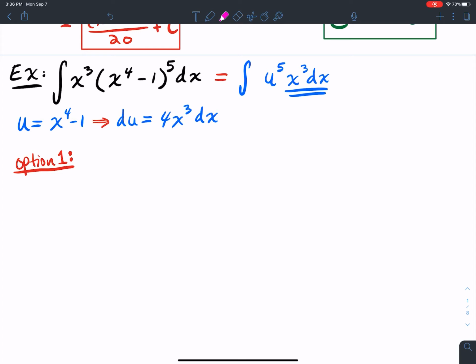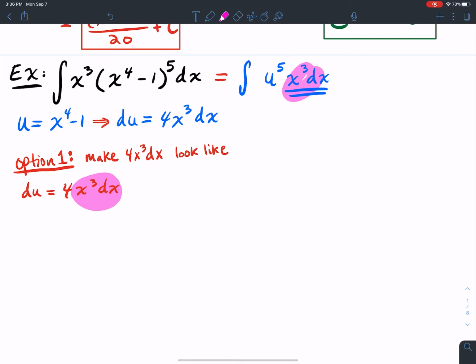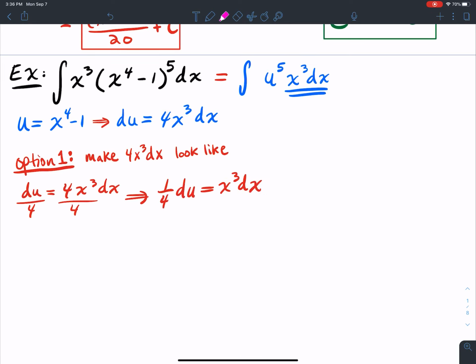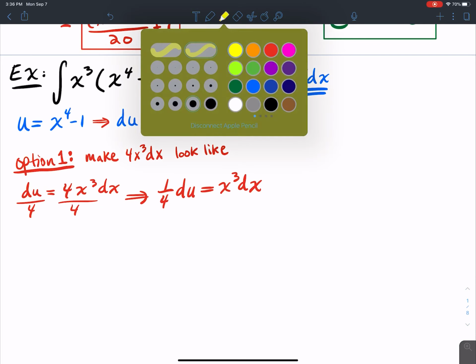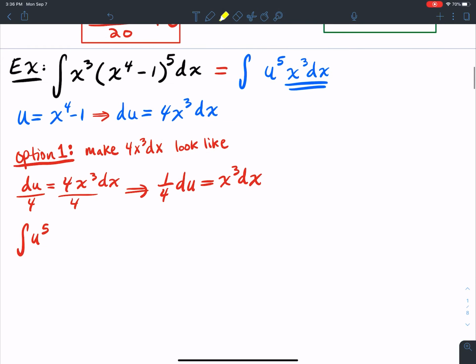So there's two ways to handle this. Option number 1 is I make this 4x cubed look like x cubed dx here, okay? So how do I do that? Well, I solve for x cubed dx here. To do that, I divide both sides by 4. And so what do I get? I get x cubed dx is equal to 1/4 du. And so once I've done that, now I can substitute. I'm going to replace the x cubed dx with 1/4 du.